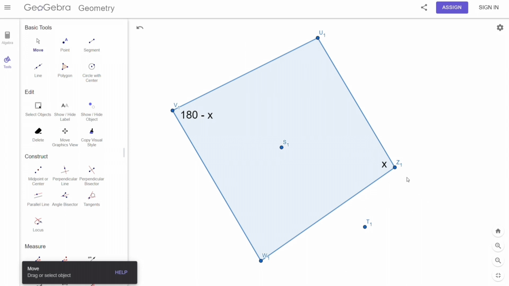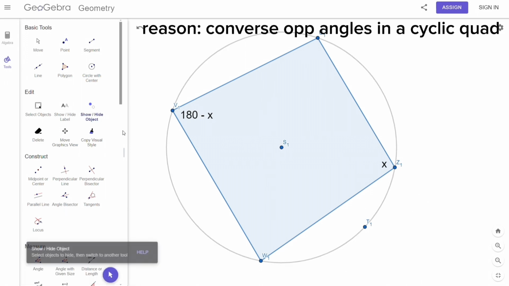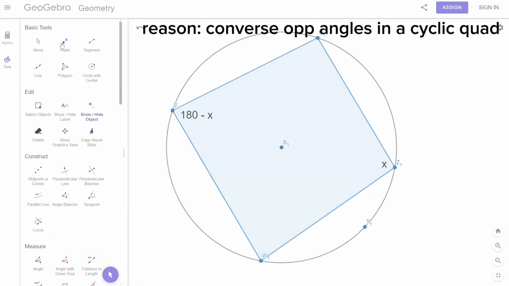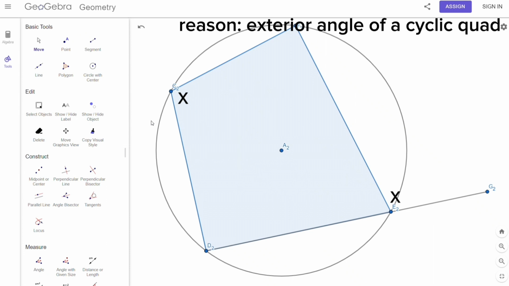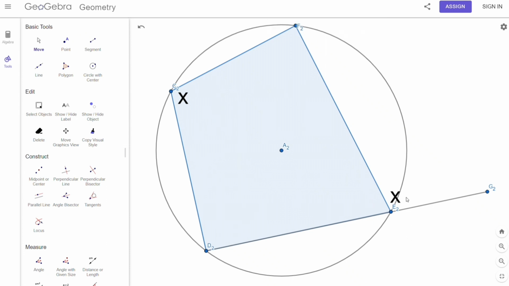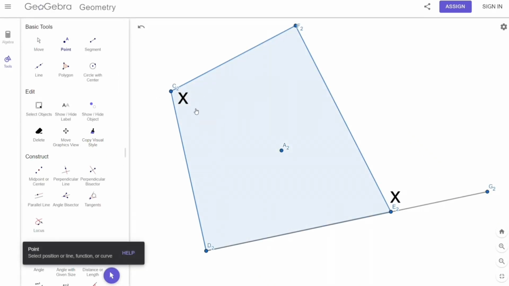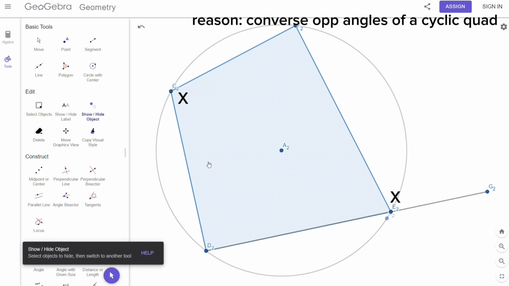The converse of this would be if they would give you a quad, and if the opposite angles add up to 180, you know that the quad is cyclic. For Theorem 6, the exterior angle of a cyclic quad is equal to the interior opposite angle. The converse of this would be if they give you a quad and the exterior angle is equal to the interior opposite angle, then you know the quad would be cyclic.